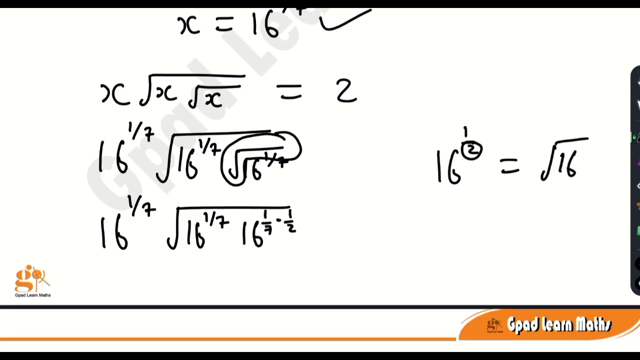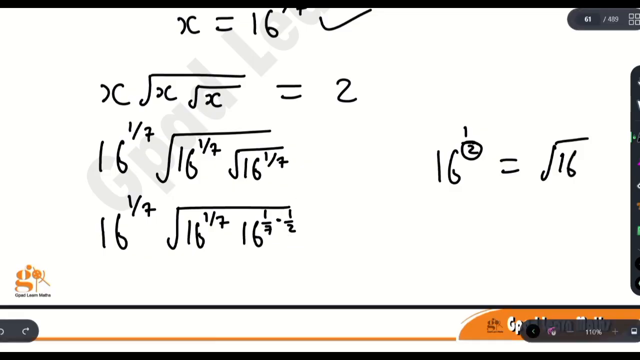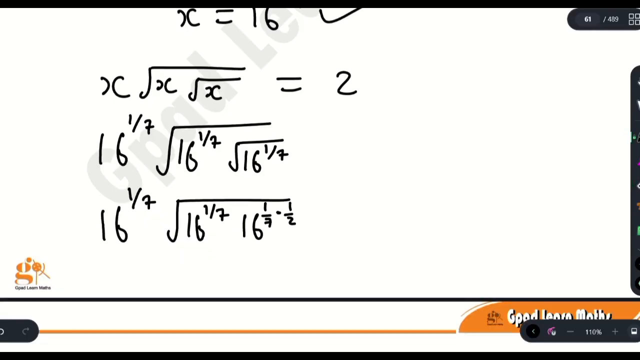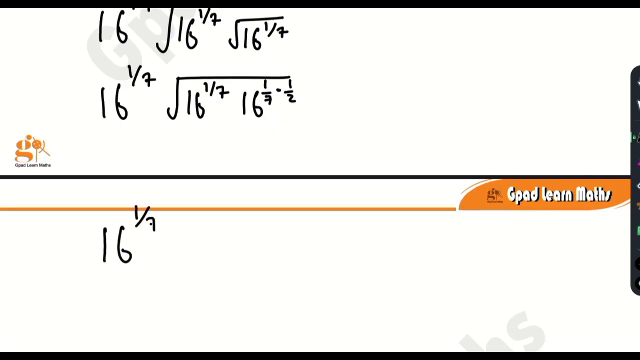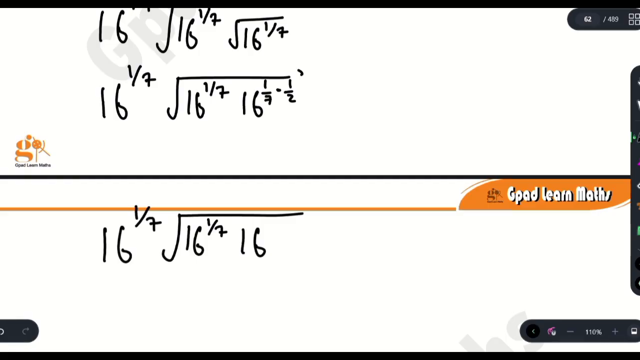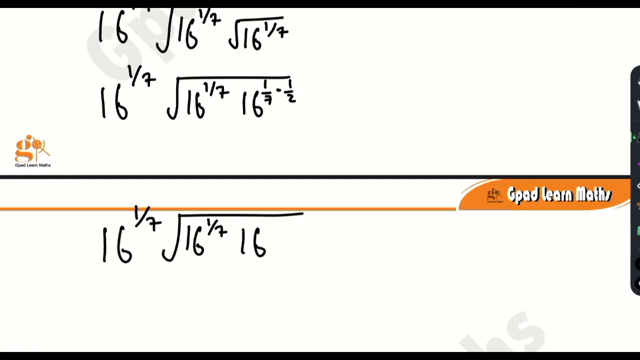I now express this as a power of 1 over 2, still using the same fractional index law I talked about earlier. Okay? So let's go ahead with this. I'm going to have 16 raised to the power 1 over 7 square root of 16 raised to the power 1 over 7 and then 16. What is this? See, 1 over 7 times 1 over 2 is 1 over 14. Yeah, 1 over 14. So in this square root, I have 16 raised to the power 1 over 7 and 16 raised to the power 1 over 14.